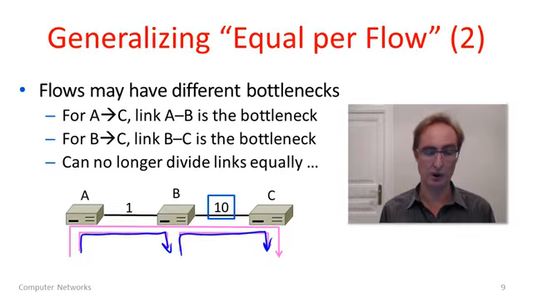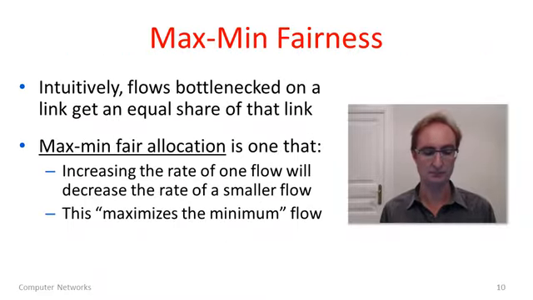It limits the flow to 1 unit of capacity. For BC, it only goes over 1 link, so that's the bottleneck link. But that link limits the capacity to 10 units. So it's different. It's a different place in the network, and it's a different amount of capacity we have at the bottleneck link. So it's no longer possible to have a very simple picture where we evenly divide the bottleneck resources amongst flows. We need to do something a little more general than that.